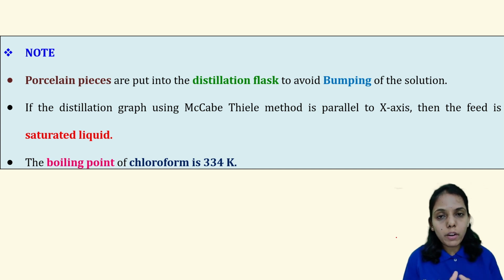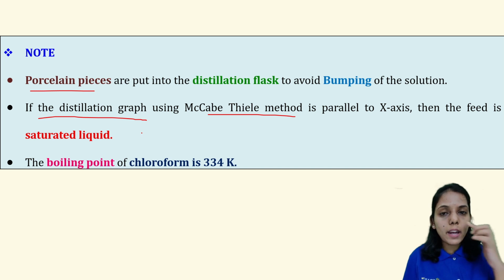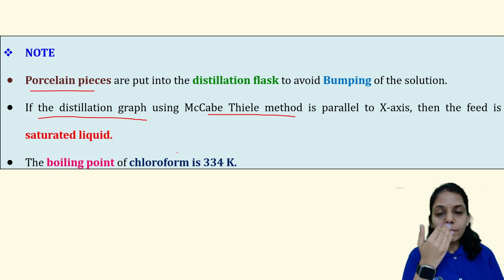Remember the important thing: sometimes during distillation, there are chances of bumping of the flask, or bumping of the solution inside. To avoid that, we add porcelain pieces. If the distillation graph using the McCabe method is parallel to the x-axis, then the feed is saturated liquid. Because it is parallel to the x-axis, it is known as saturated liquid. And the boiling point of chloroform is 332 Kelvin.